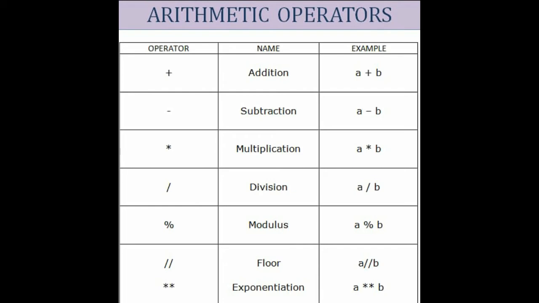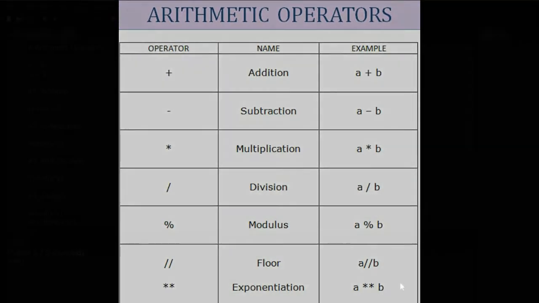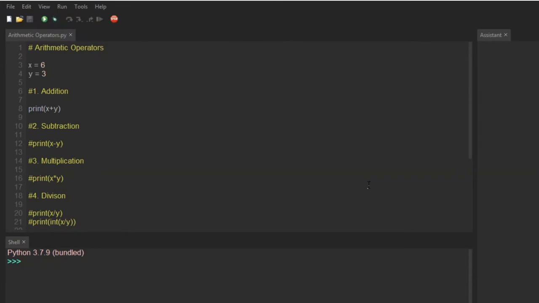Now, let's see these operations on Thonny. I have declared two variables here, x with the value 6 and y with the value 3. First, we are going to do addition and print the result. In the print statement, I'm adding x and y and now running the code with the shortcut key F5. As we can see in the output screen, I've got the result 9.